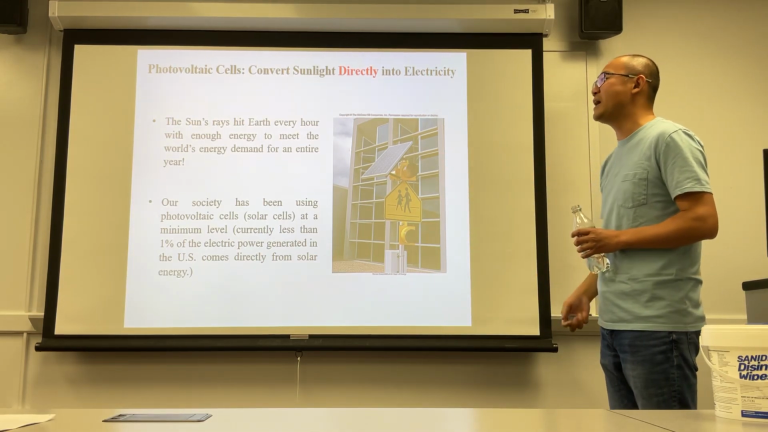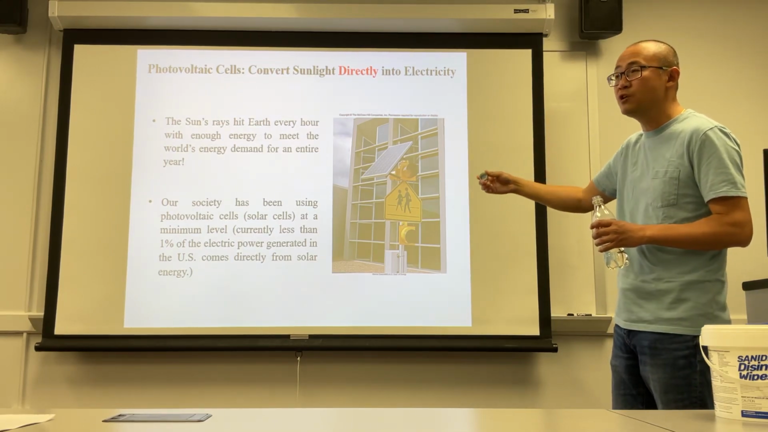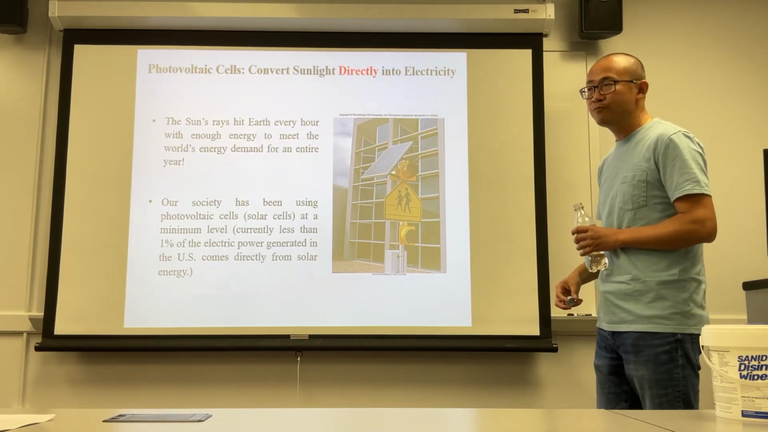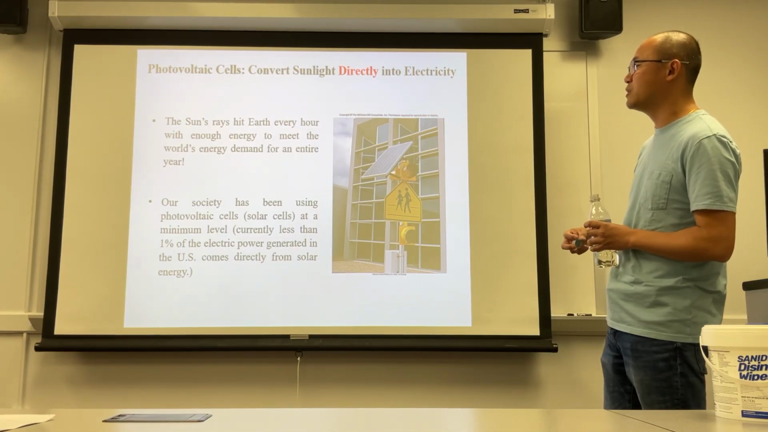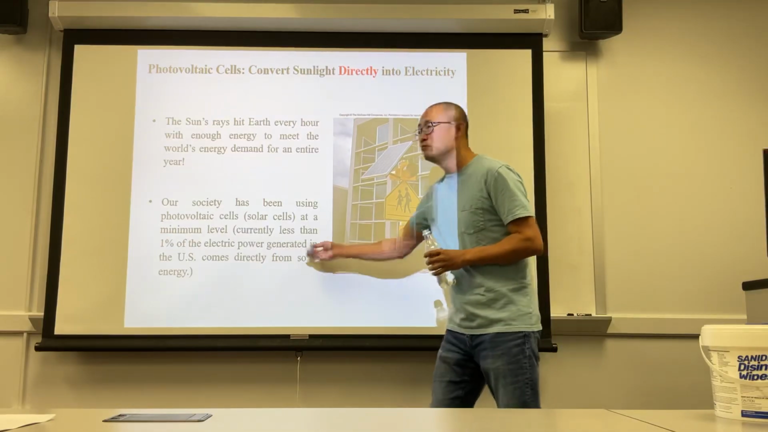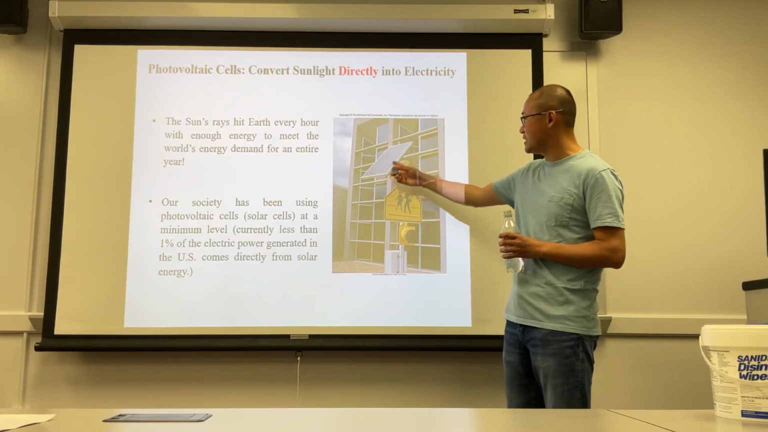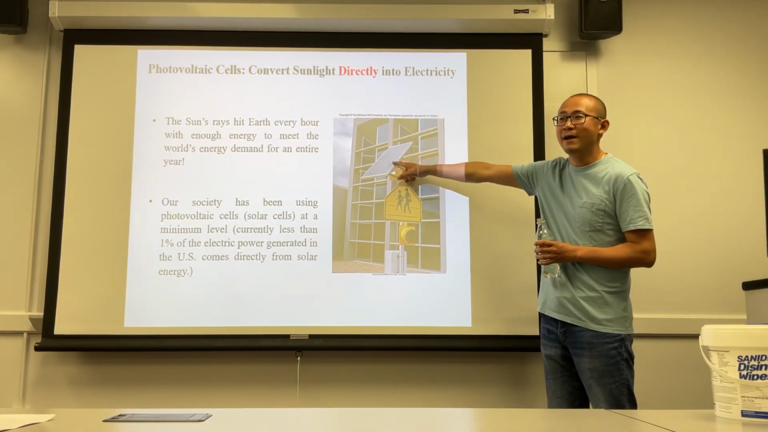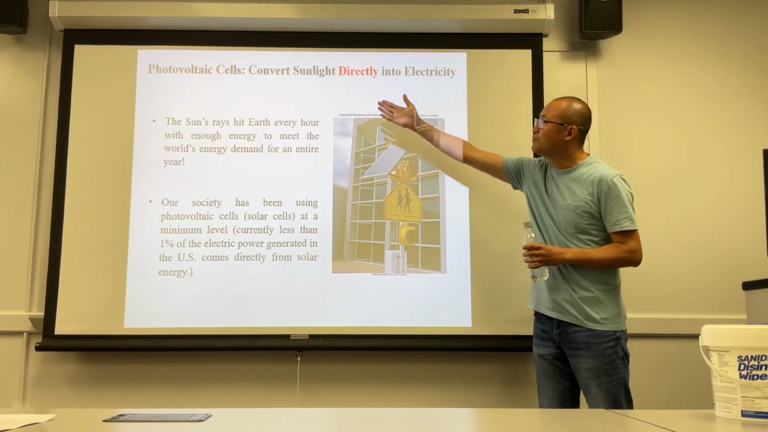Our society has been using photovoltaic cells. It's not like this is something new. We're using them, like I said, but at a very minimum level. Currently, less than 1% of electric power generated in the U.S. is directly from sunlight, from solar energy. But again, we are using that. Have you guys seen a device like that on a highway or somewhere? The traffic lights are actually powered by a panel. This panel is actually made of photovoltaic cells.